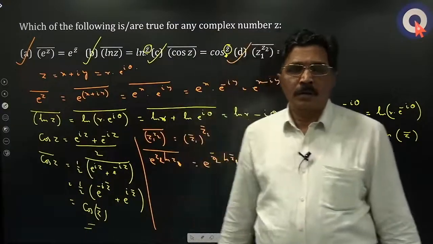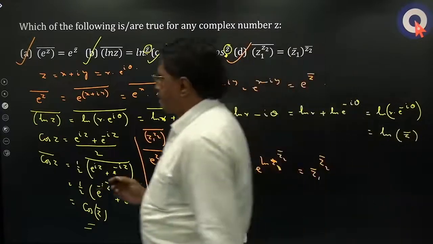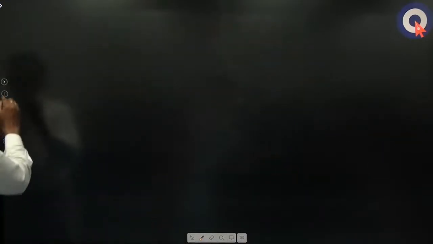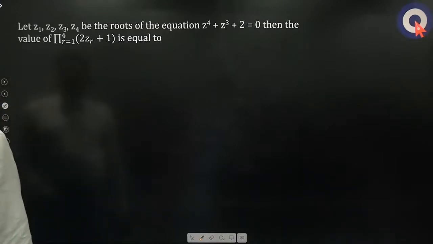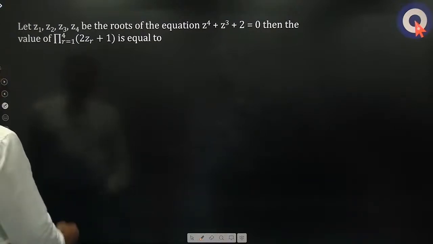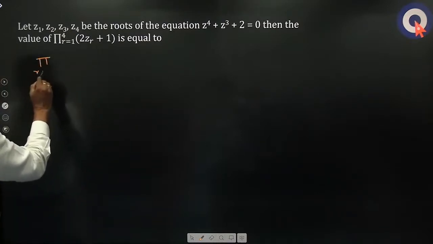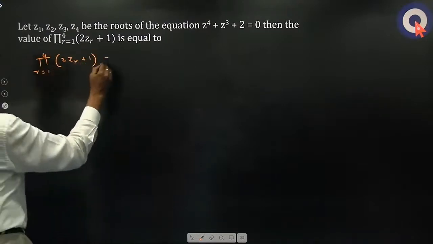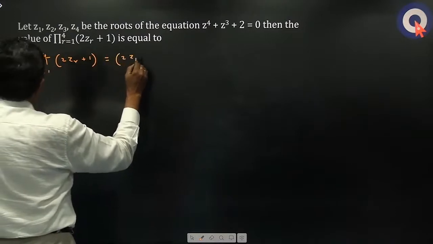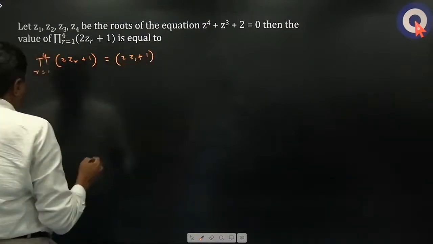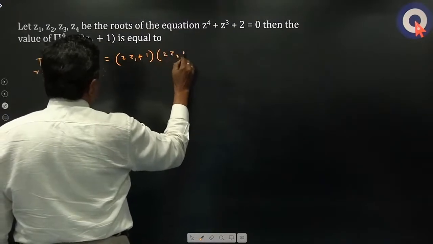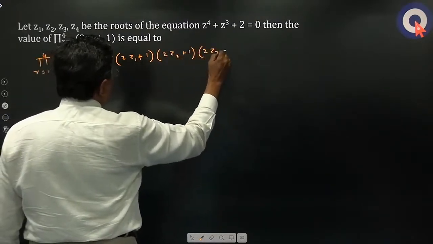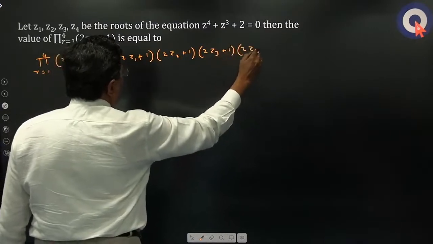All right. Next. Let z1, z2, z3, z4 be the roots of the equation z power 4 plus z cube plus 2 is equal to 0. Then the value of the product over r from 1 to 4 of 2 zr plus 1 is equal to what? So that means we want 2 z1 plus 1 into 2 z2 plus 1 into 2 z3 plus 1 into 2 z4 plus 1. This is what we want.